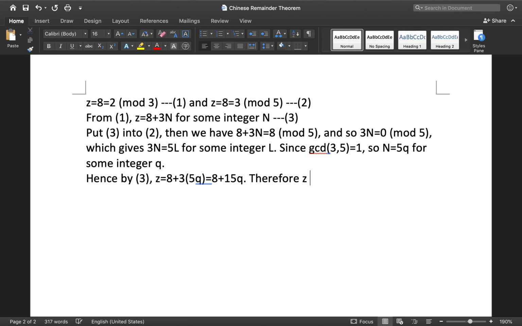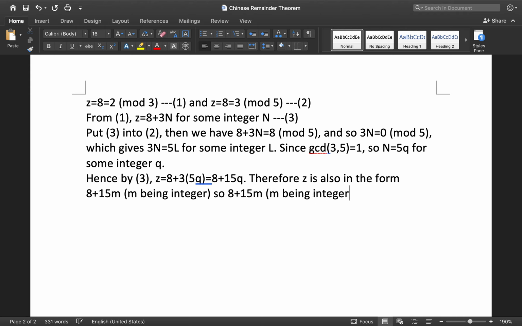Therefore, z is also in the form 8 plus 15m, m being an integer. So 8 plus 15m, m being an integer, gives all the possible solutions. Okay, done. So that's why we can show all the solutions are in that form.